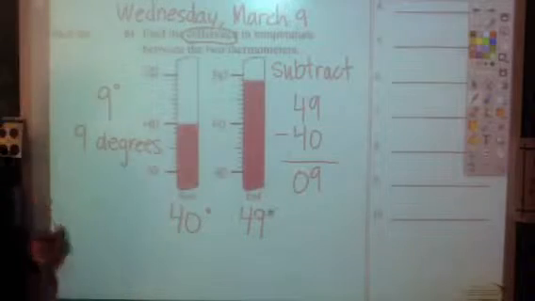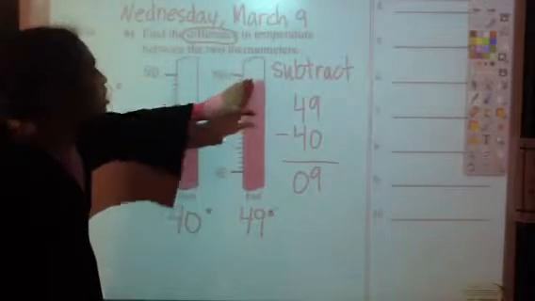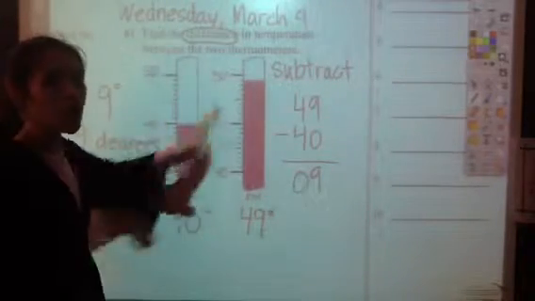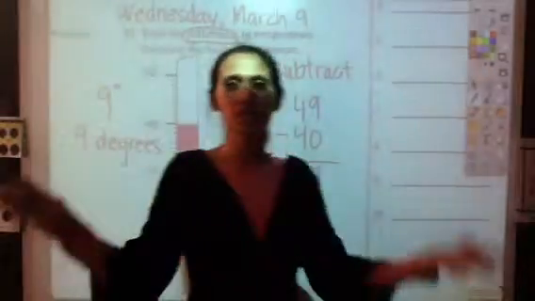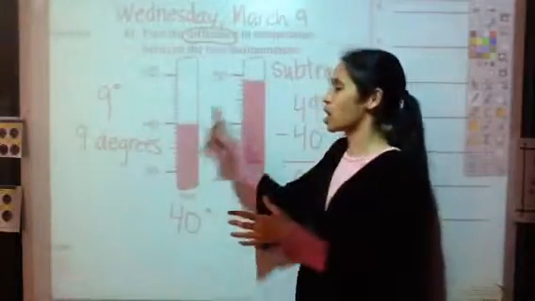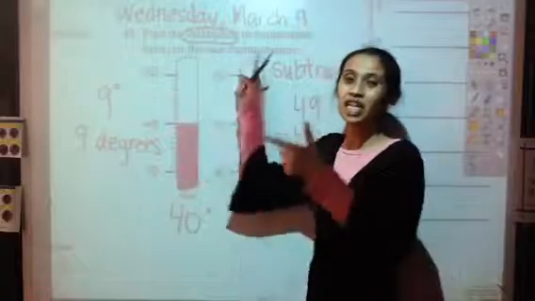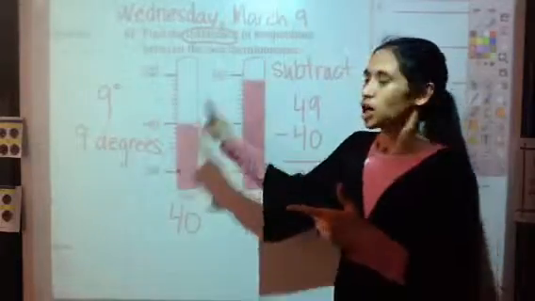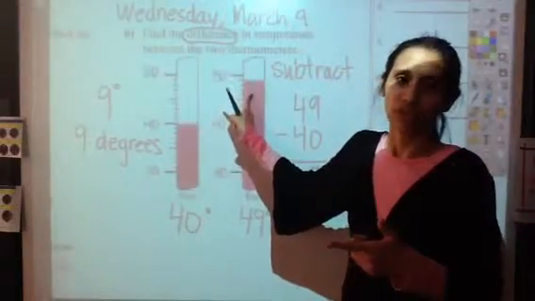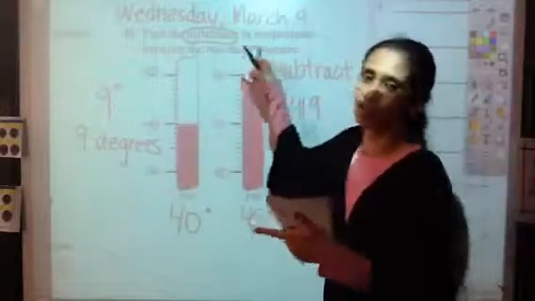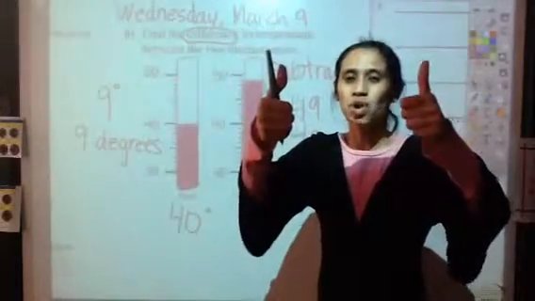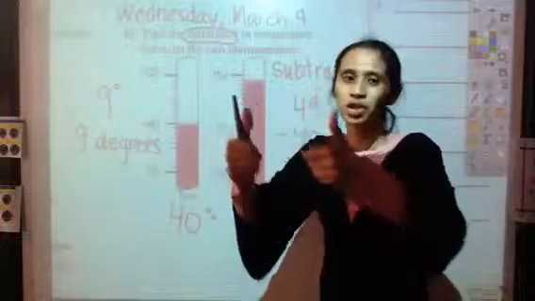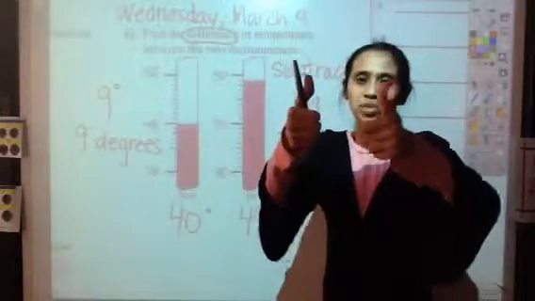Now, I have a question. When it went from here to here, did the temperature go up or down? Did it increase or decrease? It went up, so that means it increased. Does that mean it got hotter or colder? It got hotter. Good job if you know your temperature and your thermometers and you know your math. Awesome job. Woohoo!